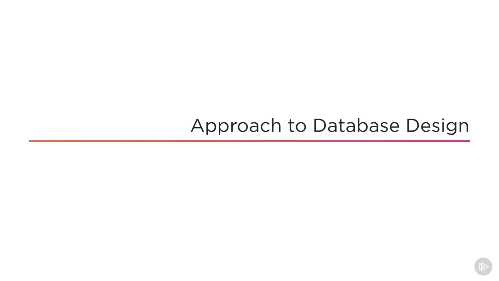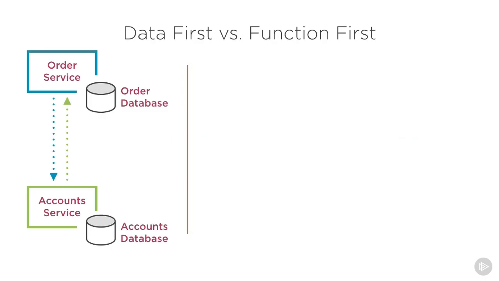Okay, so in this section of the module, we're going to look at how we can change our approach to database design so that we better split our data across our microservices architecture, so that our databases are in line with microservices design principles. One approach to database design which leads to a tightly coupled monolithic database is when you design the database first, when you design the data first.